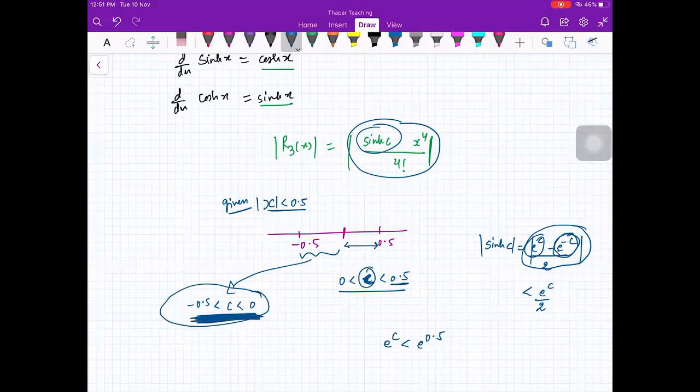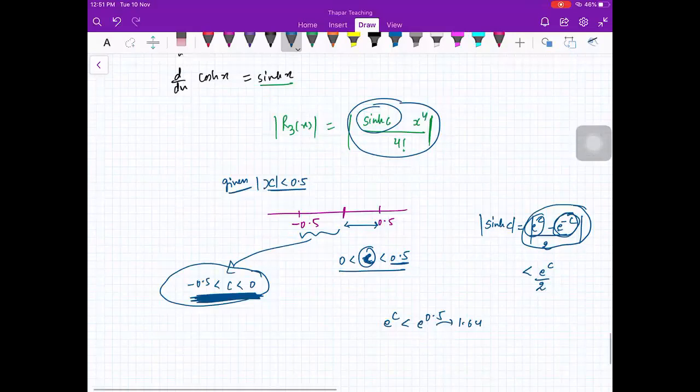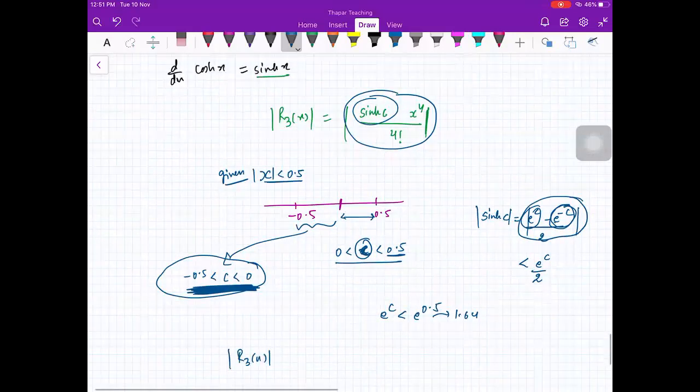What is e raised to power 0.5? Tell me. Can you compute and tell me? This is 1.64. Therefore, we get R3x is less than or equal to 1.64 into mod x is less than 0.5 upon 4 factorial. So this is your error.